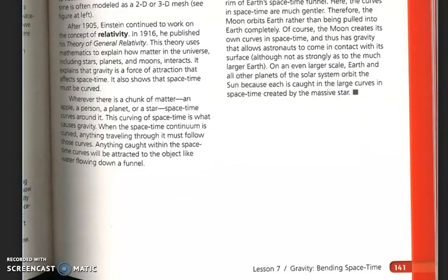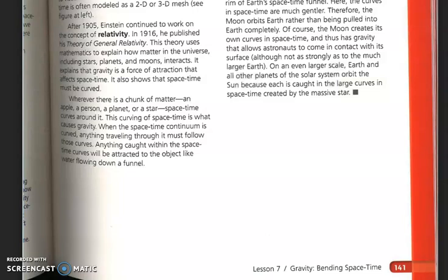After 1905, Einstein continued to work on the concept of relativity. In 1916, he published his theory of general relativity. This theory uses mathematics to explain how matter in the universe, including stars, planets, and moons, interacts. It explains that gravity is a force of attraction that affects space-time. It also shows that space-time must be curved. Wherever there is a chunk of matter, an apple, a person, a planet, or a star, space-time curves around it. This curving of space-time is what causes gravity.